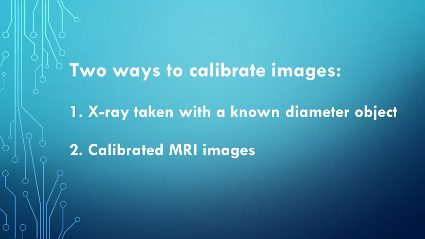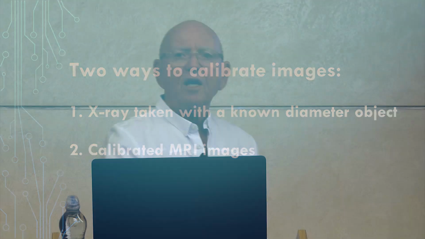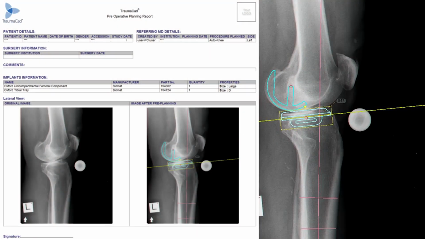There are two ways to calibrate the images. One is by a known diameter object, which we do today, to calibrate the MRI images. All the MRIs today are calibrated, so it's very easy to plan preoperatively on the MRI images. This is what you can do with just an object. You can find it and calibrate it and decide which knee you need, but it's much better to do it on MRI images.